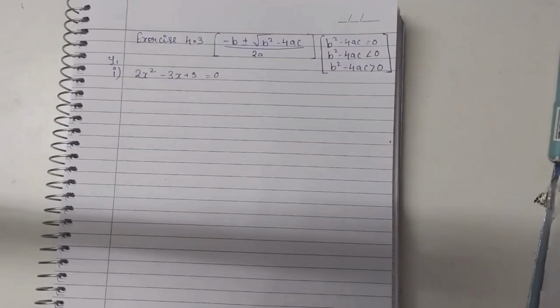The solutions from exercise 4.3 from the chapter Quadratic Equations. So in the first question, they've asked us to find the nature of the roots of the following quadratic equations, and if the real roots exist, we need to find them. So in order to know the nature of the roots, we need to find the discriminant.